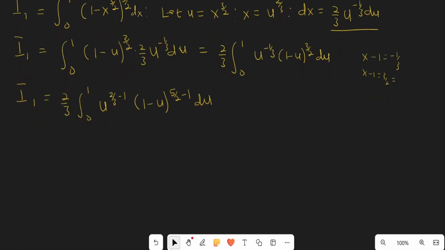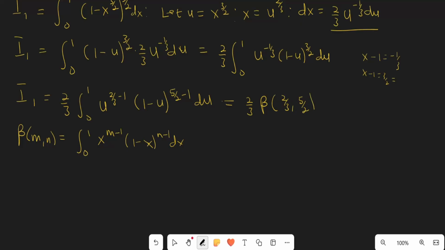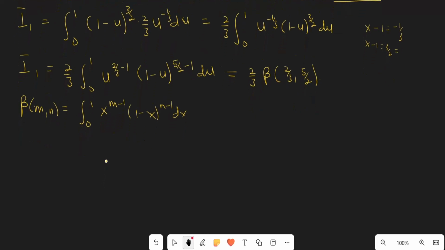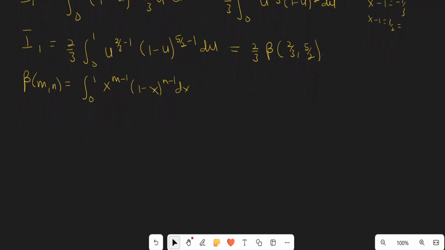And comparing this one to the beta function, you know that the beta function with arguments m and n can be written as the integral from 0 to 1 of x raised to the power m minus 1 times (1 minus x) raised to the power n minus 1 dx. So our integral here is 2 over 3 times the beta of 2 over 3 and 5 over 2, right? So this is how the first one can be simplified.